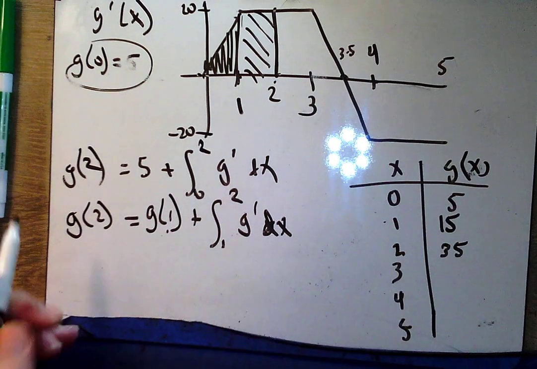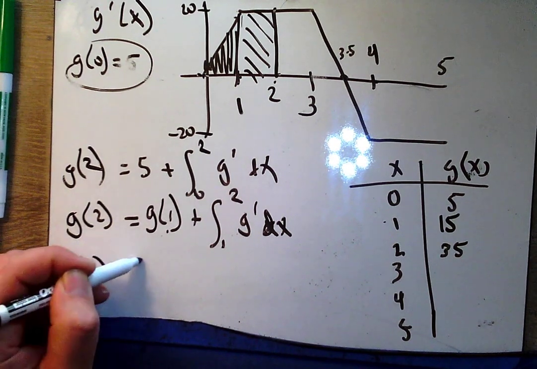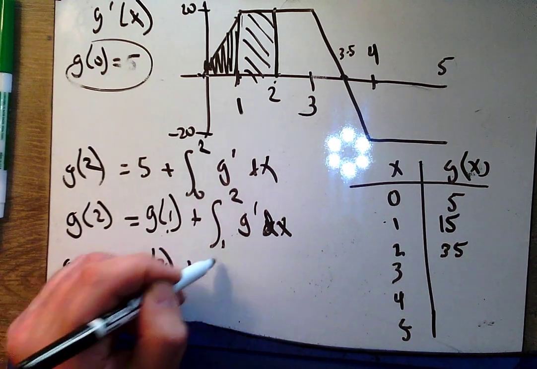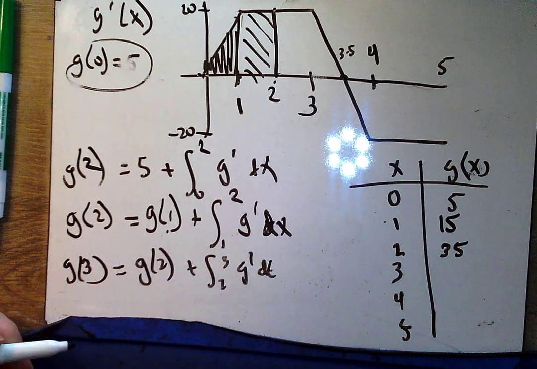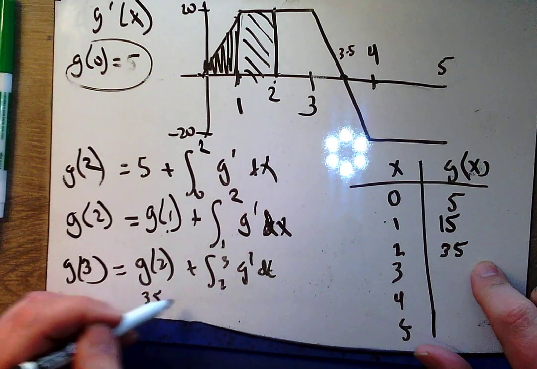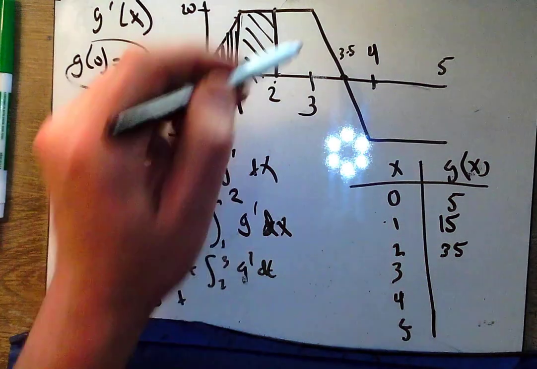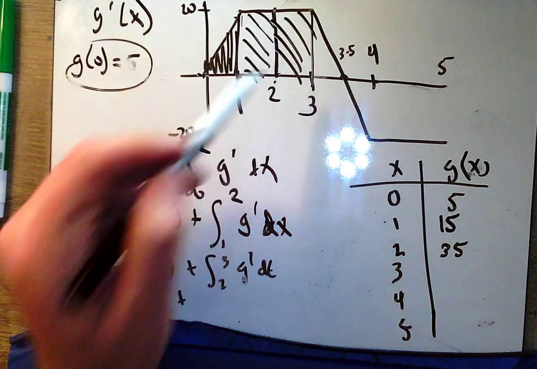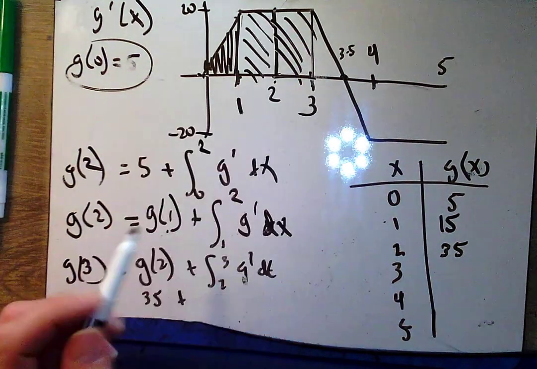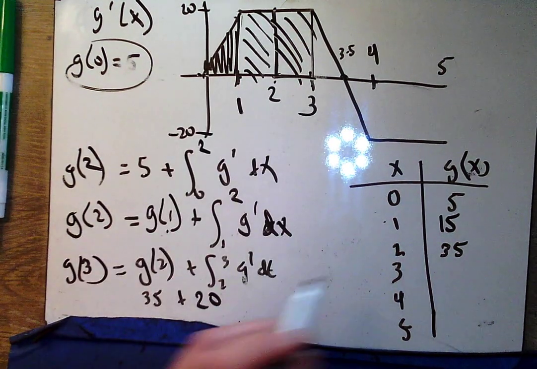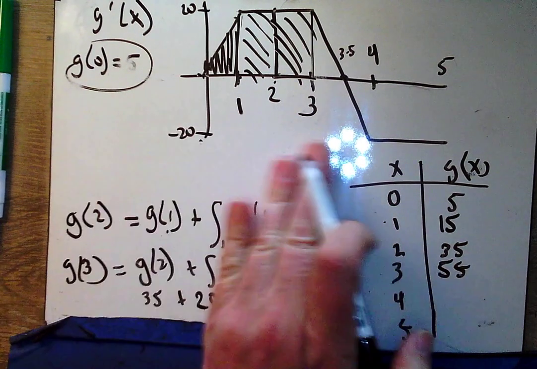Okay, g of 3. Well, I'm thinking now I could think about that as g of 3 equals g of 2 plus the integral from 2 to 3 of g prime dt. Well, g of 2 is 35, and to integrate from 2 to 3, it's just me adding another one of those boxes. And we found out that those boxes had a width of 1 and a height of 20. And so I end up with 55 here. Okay. G of 4.